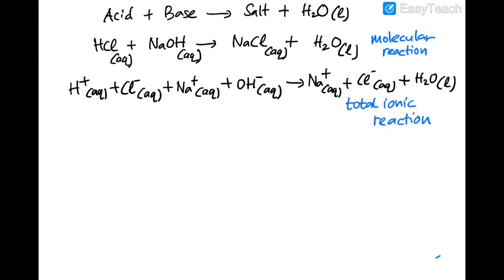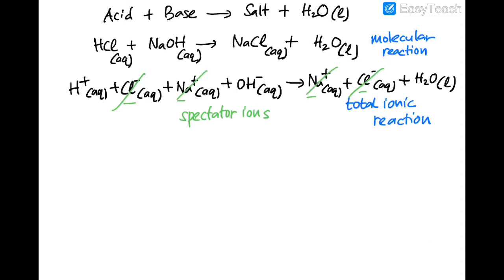You may notice that you actually have some of the ions on both sides. For instance, Cl, you have it here, you also have it there. You have sodium here, also sodium there. These types of ions, we call them spectator ions, because they are on both sides. So you can actually cancel them out. Cancel them out, Cl and Cl, sodium plus and sodium plus.